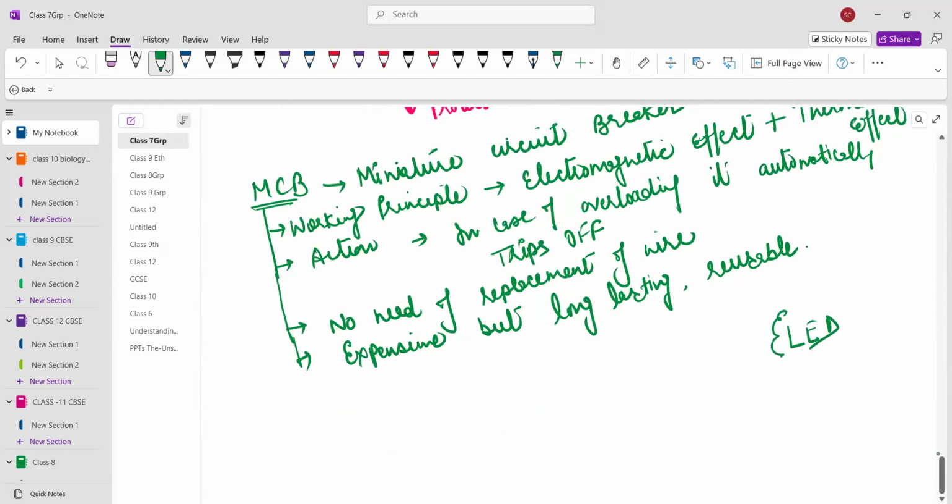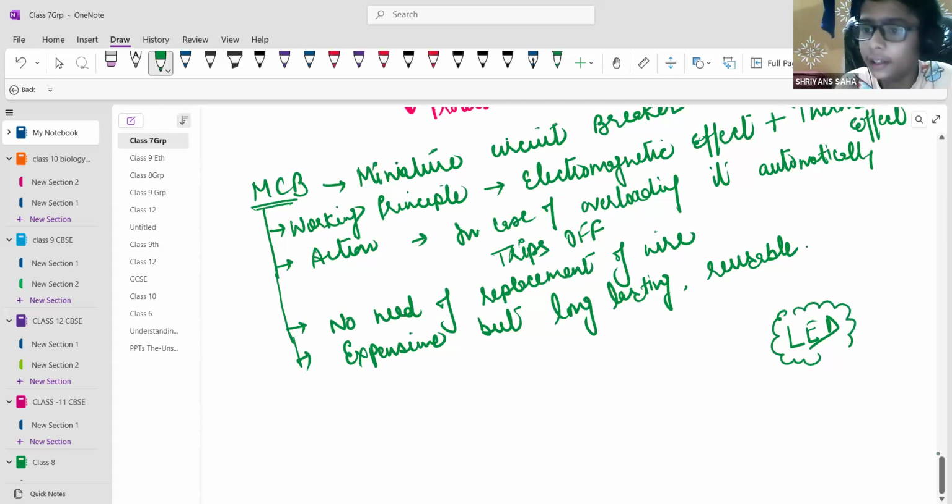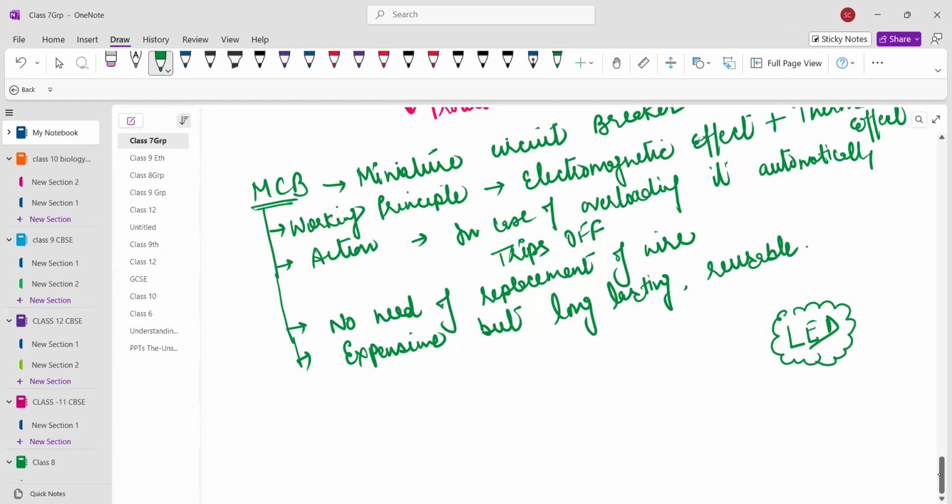Achha, there is one more thing, LED. What is LED? Light emitting diode. So for which purpose are we using LED? This is the replacement of what? Which appliance? Ma'am, bulb. Bulb, yes, it is a replacement of bulb. The normal bulb we discussed has tungsten wire and everything. So now we are using LED.